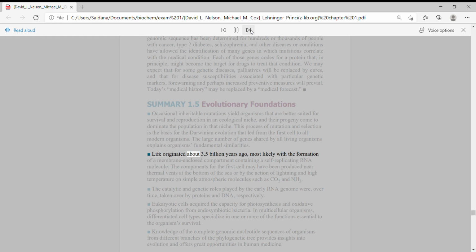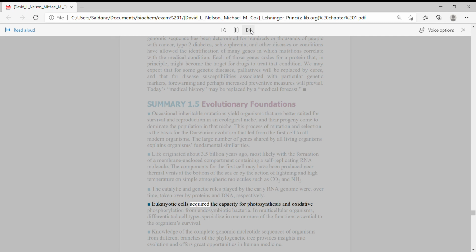Life originated about 3.5 billion years ago, most likely with the formation of a membrane-enclosed compartment containing a self-replicating RNA molecule. The components for the first cell may have been produced near thermal vents at the bottom of the sea or by the action of lightning and high temperature on simple atmospheric molecules such as CO2 and NH3. The catalytic and genetic roles played by the early RNA genome were, over time, taken over by proteins and DNA, respectively.